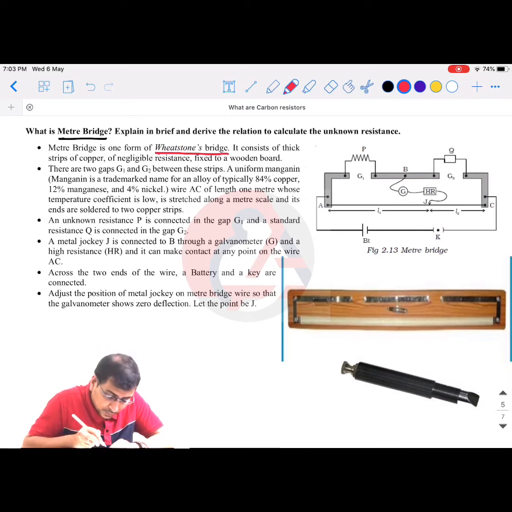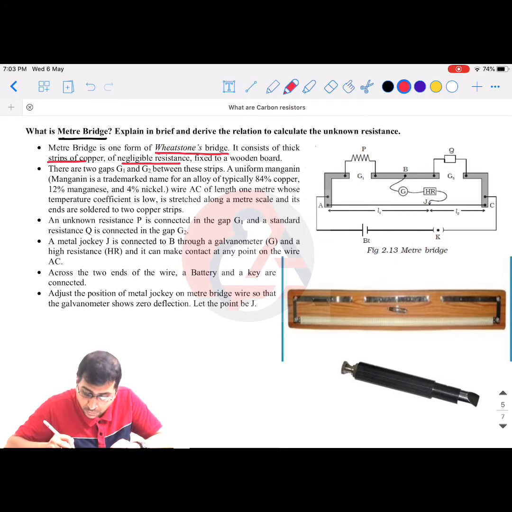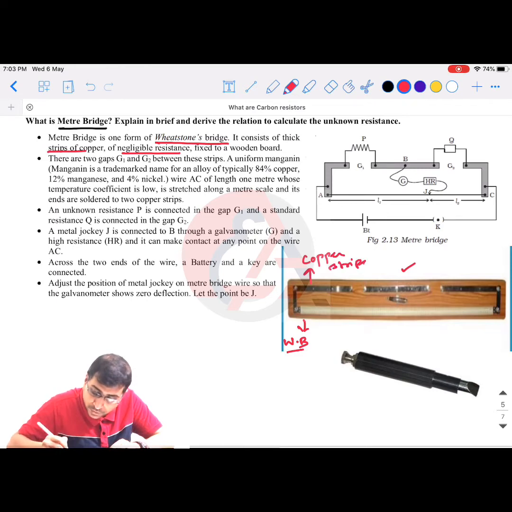So it consists of thicker strips of copper of negligible resistance. Please underline this. So the copper strips have negligible resistances and they are fixed to a wooden board. So if you look at the real time meter bridge diagram, it is like this. So you have a wooden board, and you have copper strips which are present on either side.